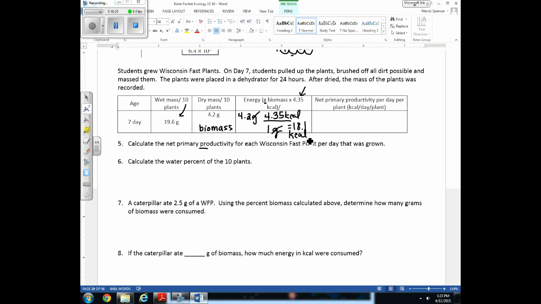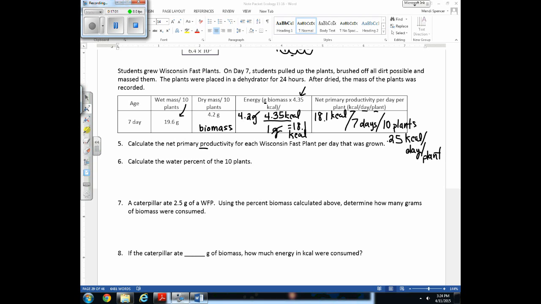Now, the question asks for primary productivity, so the amount of kilocalories per day per plant. So in 10 plants, we had 18.1 kilocalories. They took 7 days to grow, so we're going to divide by 7 days. And that was 10 plants, so we need to divide by 10 plants. And when we do that, we're left with each plant stored 0.25 kilocalories per day. And that's per plant.